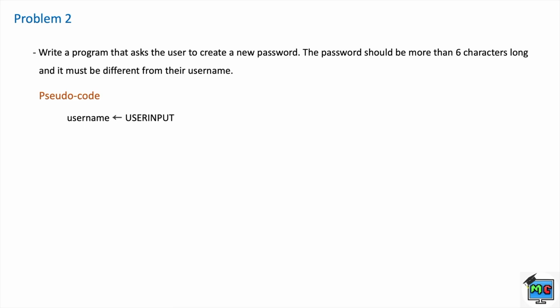Then the next thing I want to do is ask the user to enter the user's password. Again, when the user enters the password, it has to be stored somewhere, so I'm going to create a variable called password. So I have two variables here, username and password.